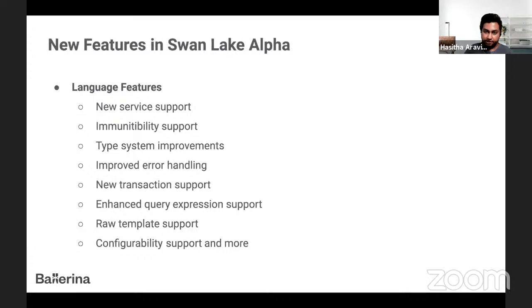And then there are several improvements to the type system, such as we have introduced new types called never and readonly, and we have revamped the old table type and introduced a new table type, and we have introduced a new stream type. And additionally, there are some usability improvements to object and error types as well.